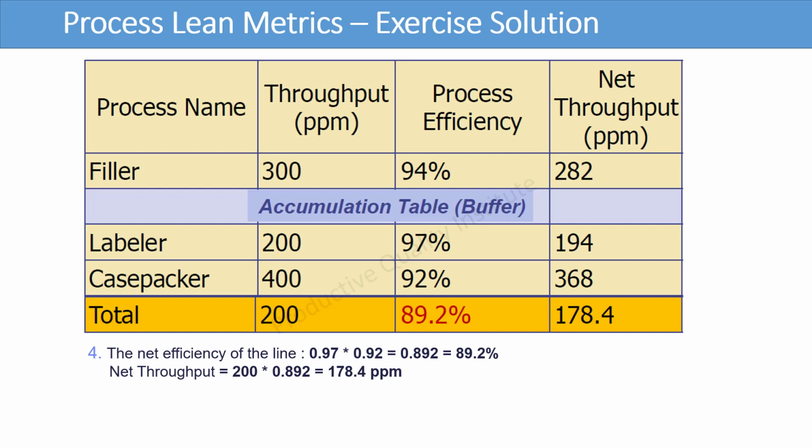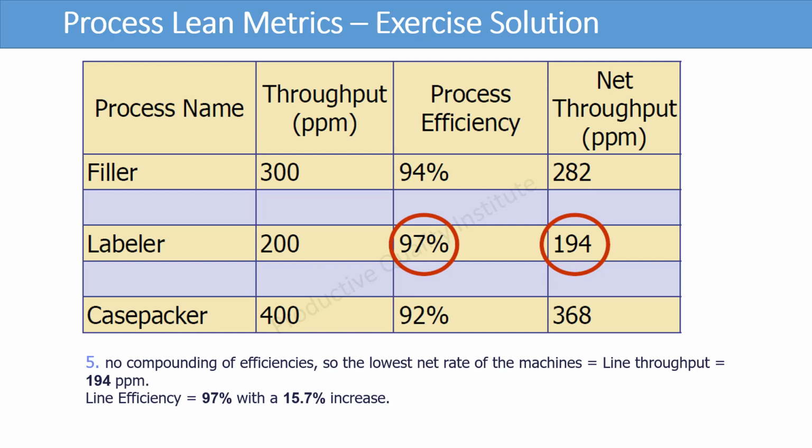4. Net efficiency of the line is equal to 89.2%. Net throughput is equal to 178.4 parts per minute. 5. No compounding of efficiencies, so the lowest net rate of the machines is equal to line throughput, which is equal to 194 parts per minute. Line efficiency is equal to 97%, with a 15.7% increase.